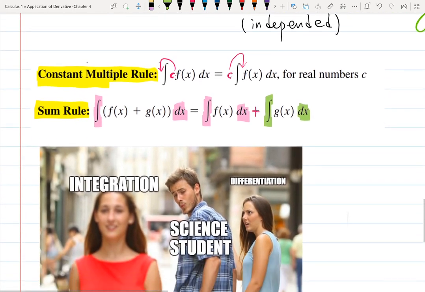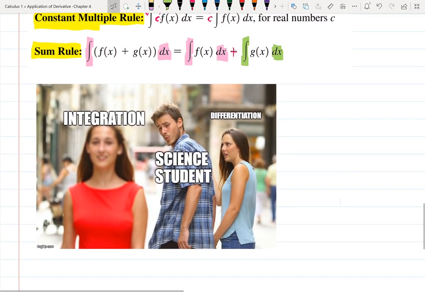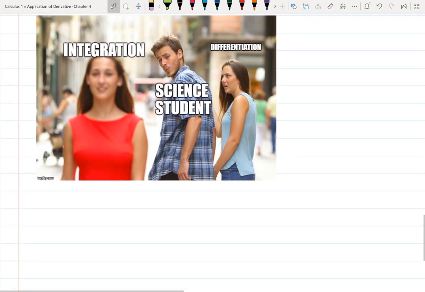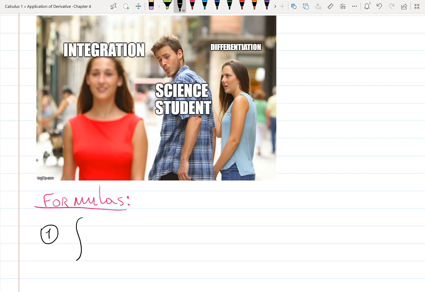Students love integration, and I'll show you why right now. Because you will feel very smart about all of these rules, since they undo what you already knew before. Let's start with the power rule, the antiderivative formulas. You will feel very good right now, and then you can actually yell very loudly: what is going to be the integral of x raised to the n dx?